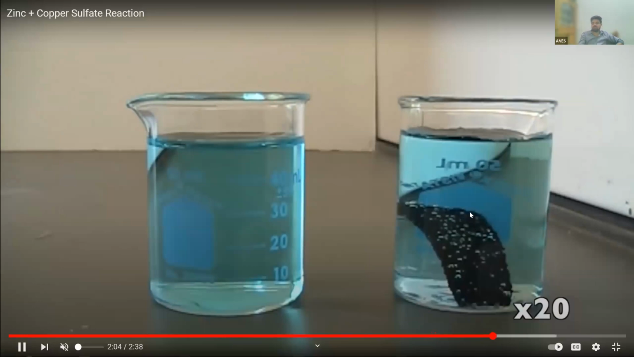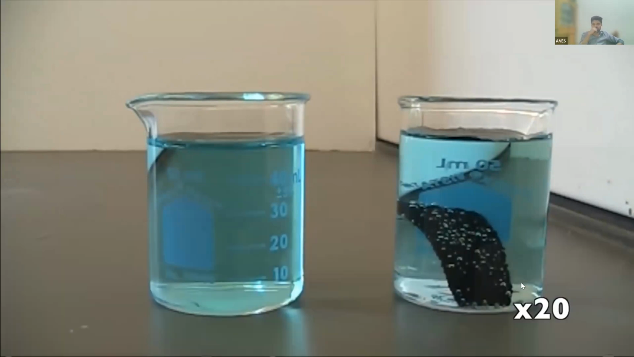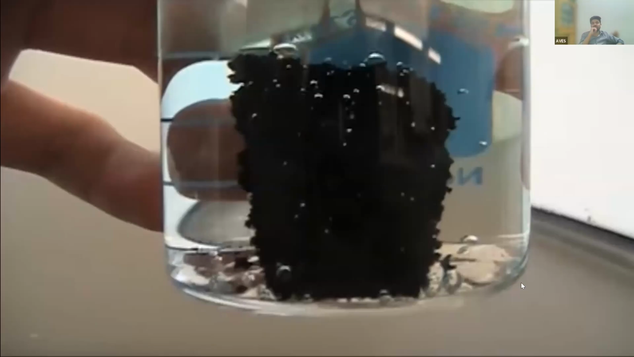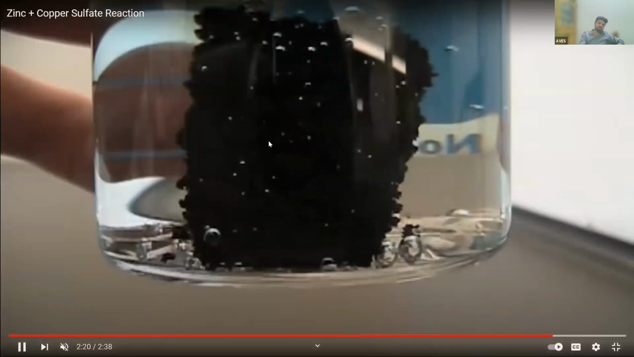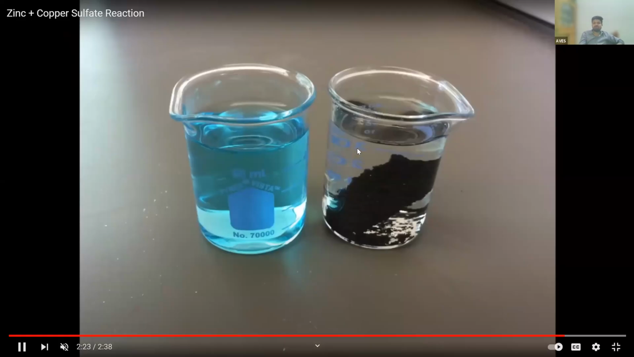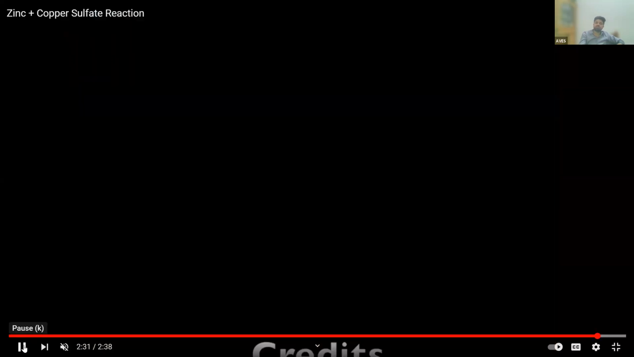You will check after some time all the copper ions get deposited over the zinc metal, and the solution will become transparent due to the formation of zinc sulfate, because zinc sulfate is transparent. So you can check the solution became transparent just because of the formation of zinc sulfate. This is the copper sulfate and this one is zinc sulfate. You understood?